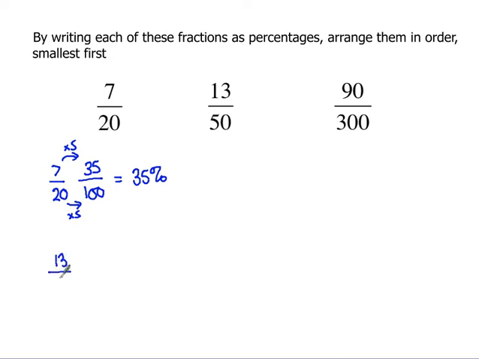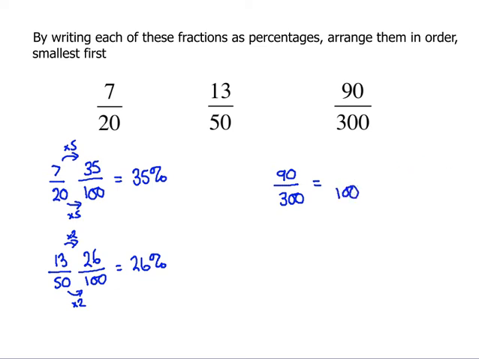The next one, 13 over 50. Again, I'm going to make that something out of 100. I've had to times that by 2. So if I do that, we get 26 out of 100, which is 26%. And with the third one, 90 out of 300, I want to know what that is out of 100. So to turn 300 into 100, I have to divide it by 3. So if I divide the top part by 3, I get 30 out of 100, which is 30%.